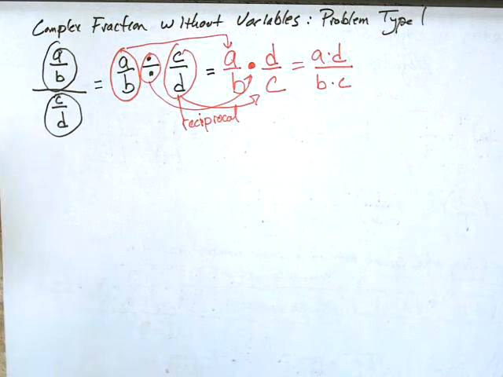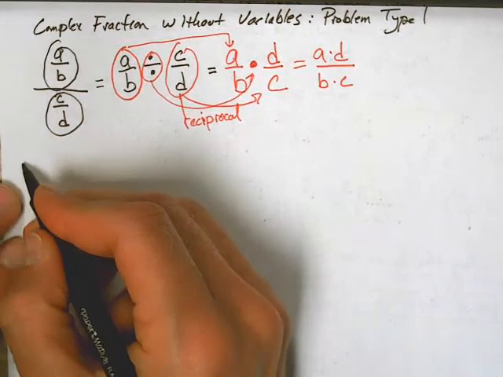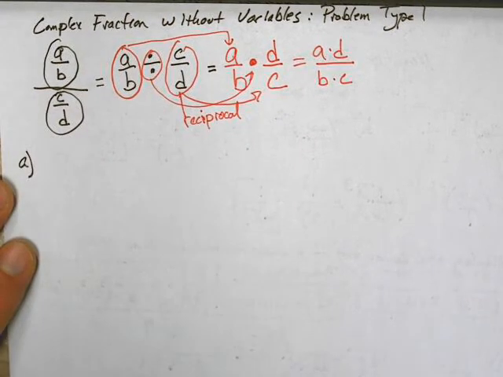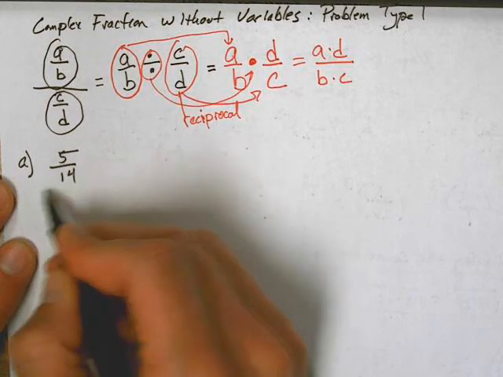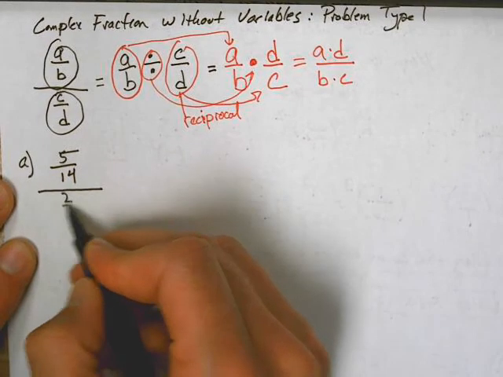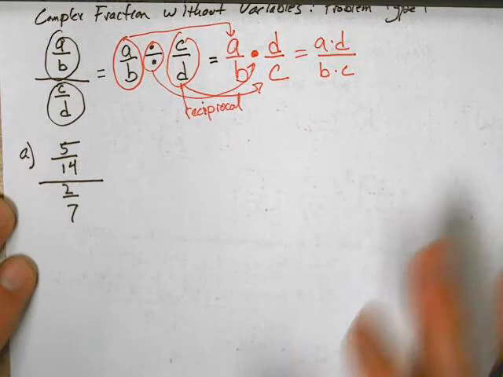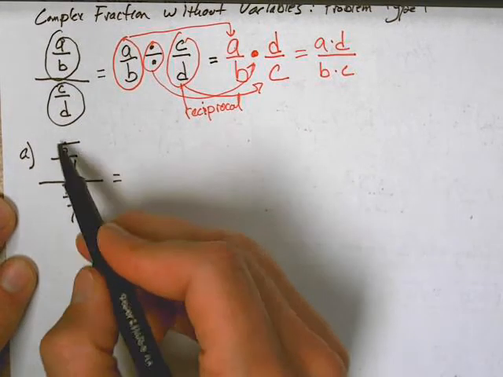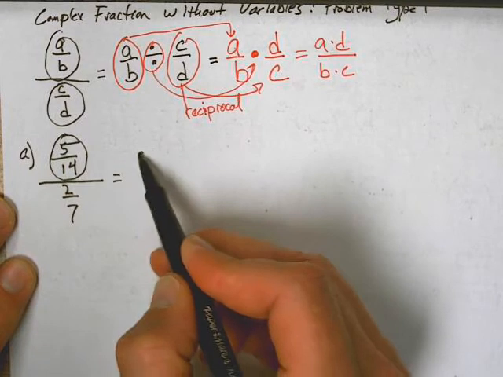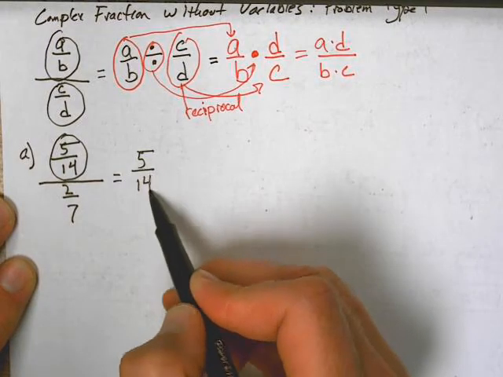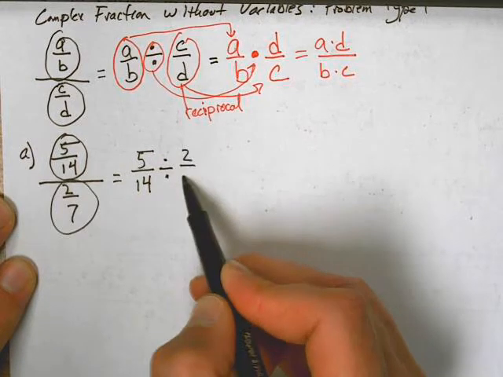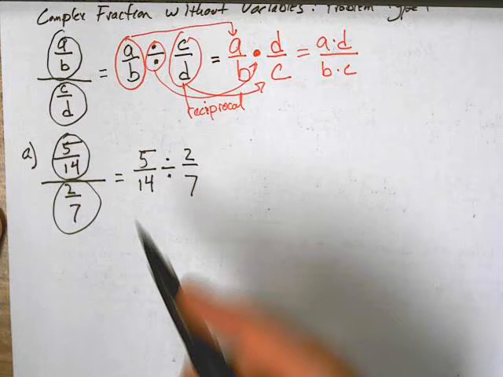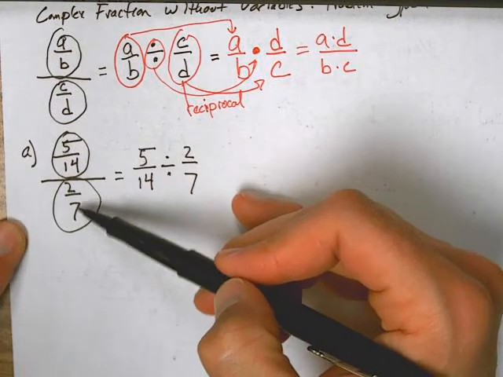And you might be thinking, what's all this a, b, c business? Okay, well, let's look at an example that's more concrete. Let's say I gave you the following: 5 over 14 over 2/7. So first thing that I would do is realize that I'm taking this fraction, 5 over 14, and I'm really dividing it by this fraction, 2/7. Notice how I didn't flip anything, right? I'm just rewriting it as 5/14 divided by 2/7.